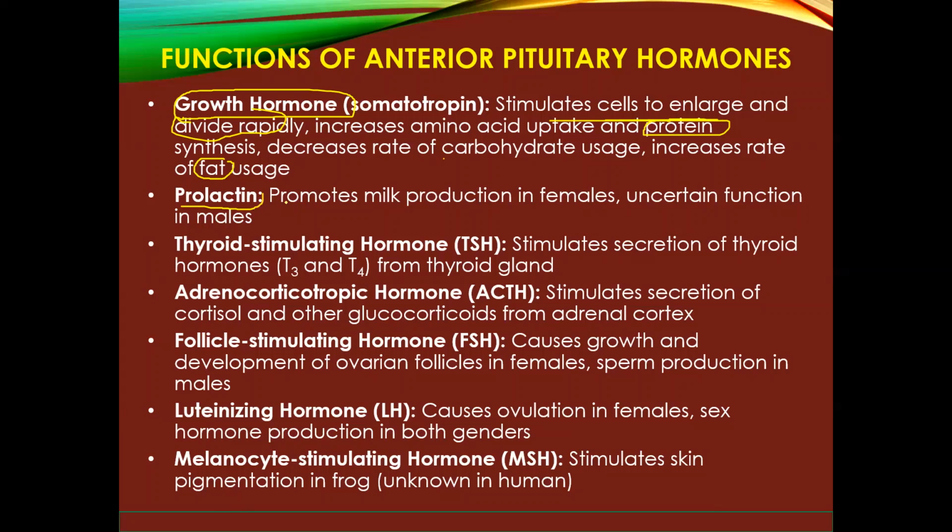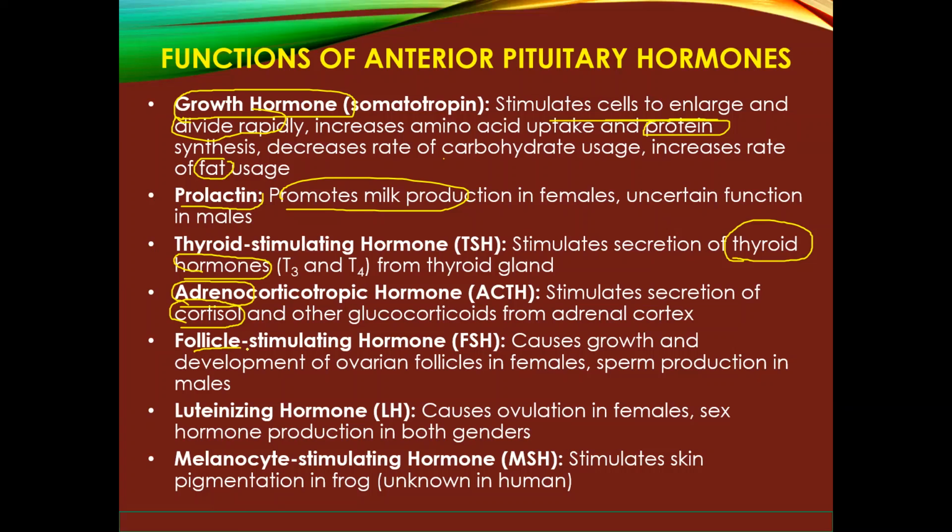Prolactin, the name is telling you it is promoting the milk production, so the target will be the mammary gland. TSH, the name is telling you the target will be the thyroid gland in order to produce the thyroid hormones, T3 and T4. ACTH, the name is telling you this is adrenal, so it's going to be the adrenal glands in order to increase production of cortisol and some other hormone produced by the adrenal gland like the androgen.